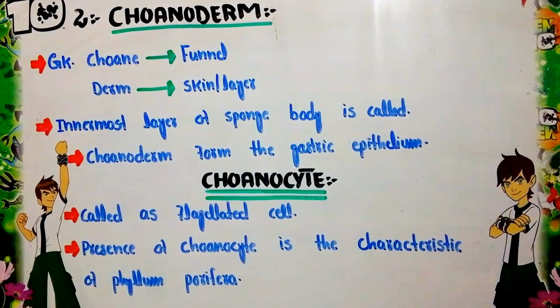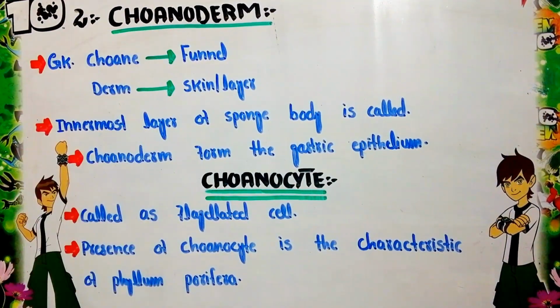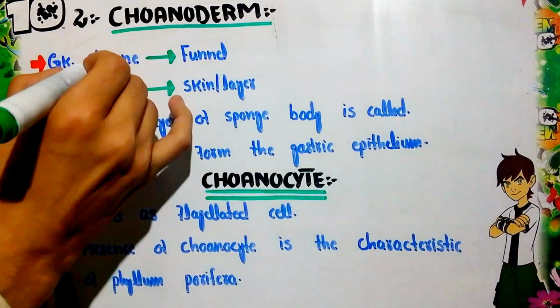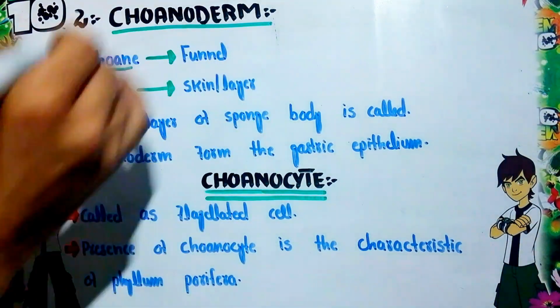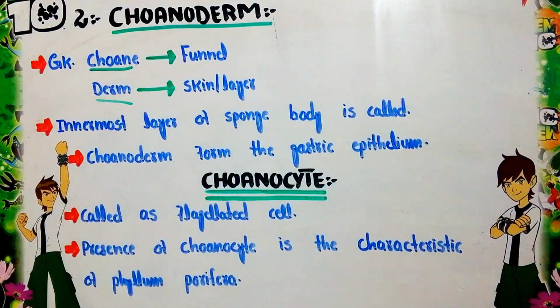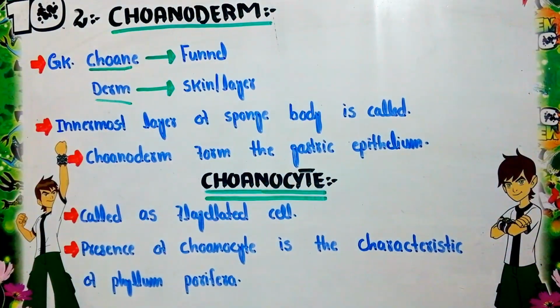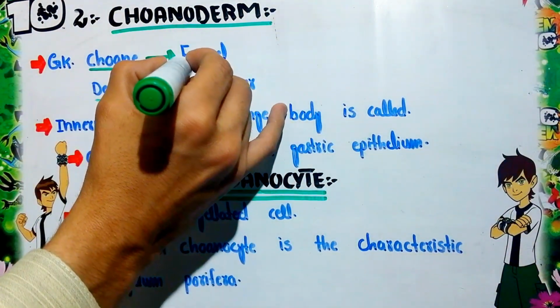Now the second cellular layer of the sponge body is called the choanoderm. First of all, let us see the meaning of choanoderm. This term is derived from two Greek words. The first one, choano, means funnel, while derm means skin. What does funnel layer mean? The important characteristic cell found in this layer is called the choanocyte. This choanocyte has a funnel-like shape, so that's why this layer is called choanoderm.